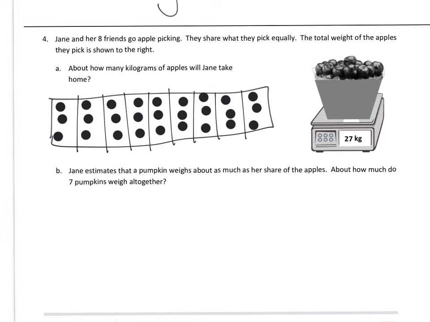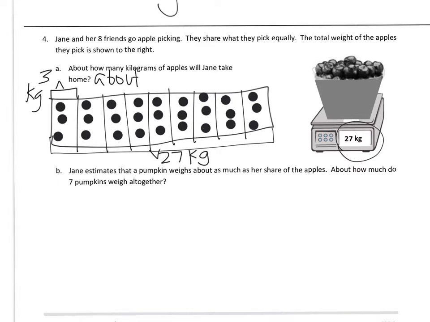So now I have 27 kilograms of apples. And that's my total, it says over here on my scale. And each friend gets how many kilograms? 3, because there are 3 kilograms of apples in each group. So, about how many kilograms of apples will Jane take home? About 3 kilograms. You can circle it too.